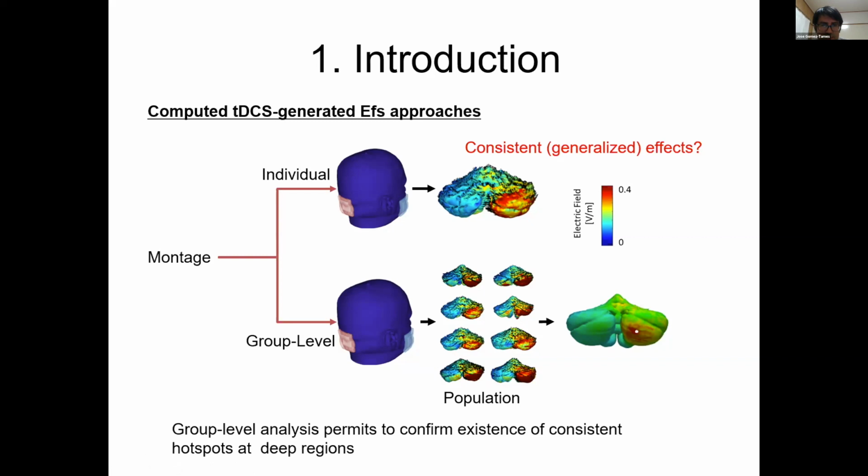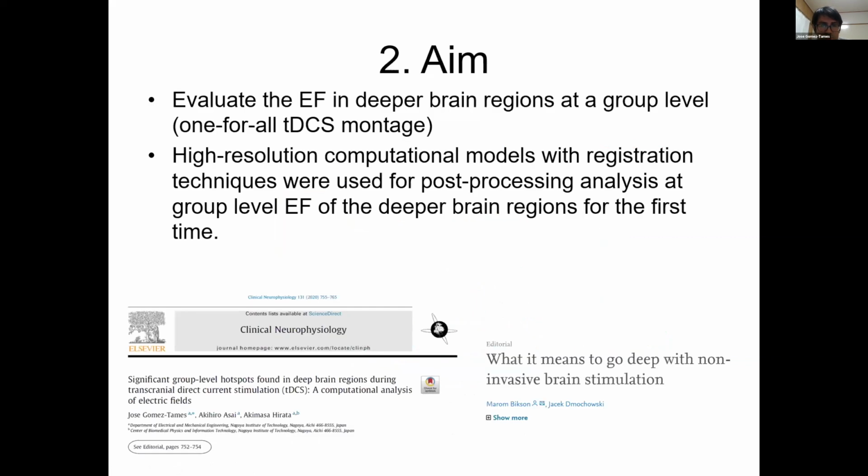So basically, the aim of this work was to evaluate the electric field in deep brain regions at group level using a one-for-all montage. For that, we use high-resolution computational models with registration techniques, and we use a post-processing analysis at group level effects.